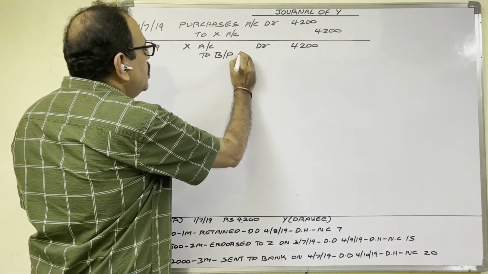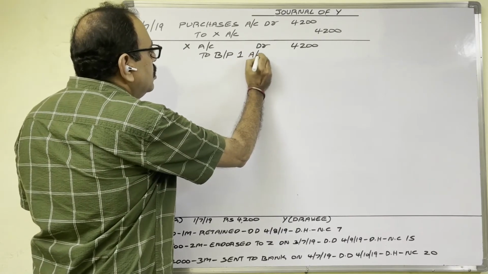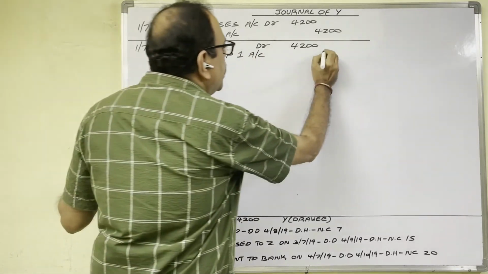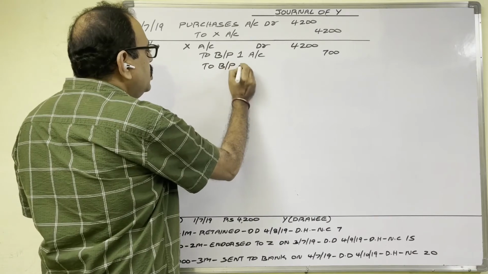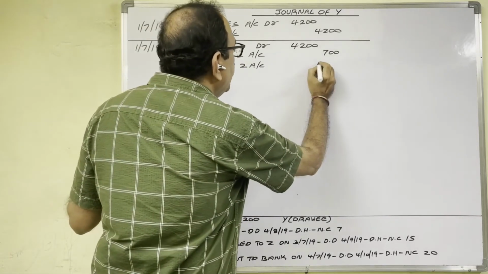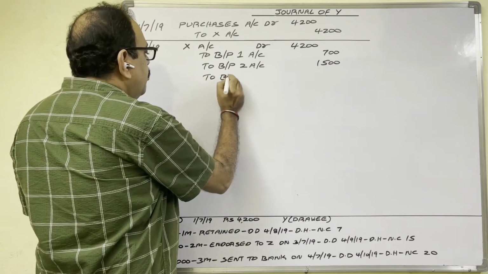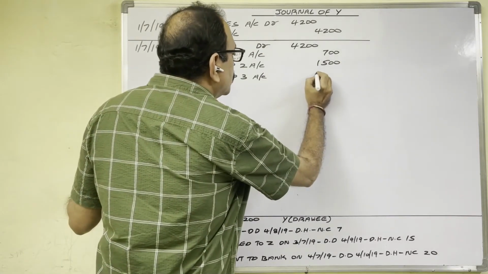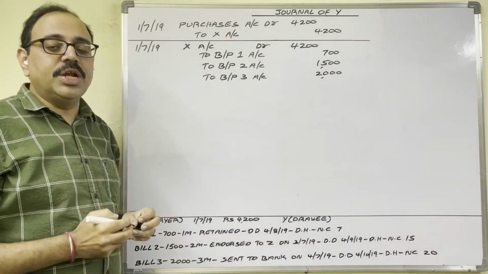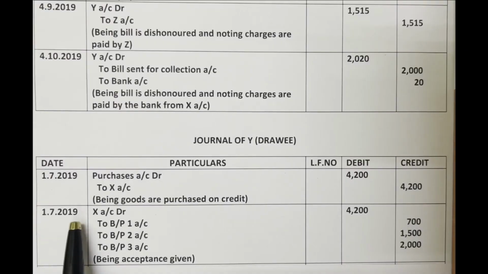There are 3 bills now. To bills payable 1 account, first bill amount 700 rupees. To bills payable 2 account, second bill amount 1500 rupees. To bills payable 3 account, third bill amount 2000 rupees. This is the entry for giving acceptance on 3 bills. 1st July 2019, X account debtor 4,200, to bills payable 1 account 700, to bills payable 2 account 1500, to bills payable 3 account 2000, being acceptance given.